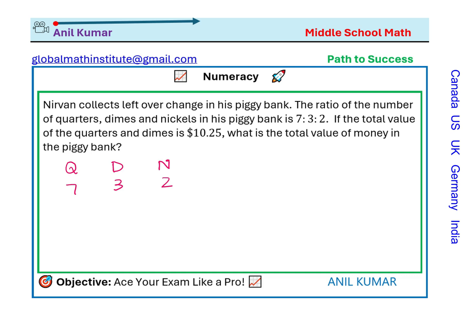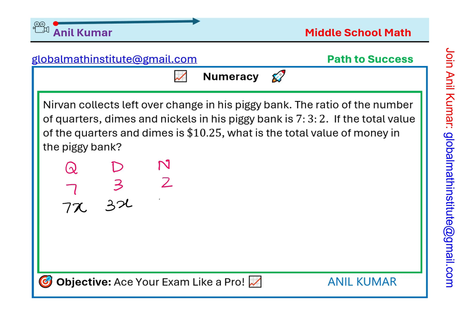But if there are 14 quarters, twice, then the number of dimes will be 6 and the nickels will be twice 2, 4. So if there are x quarters, because we really don't know how many quarters there are, then there will be 3x dimes and 2x nickels. So that is how we form an equation. In this case, since it is a proportion type of thing, x is a scale factor. I hope that part is clear.